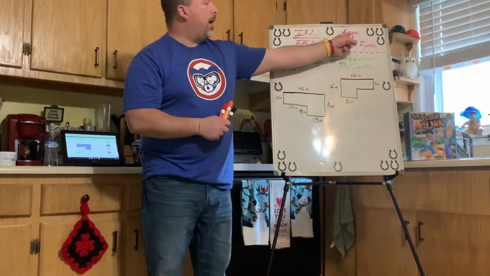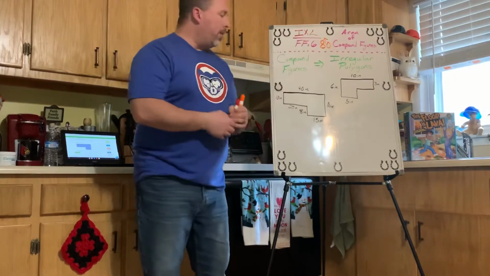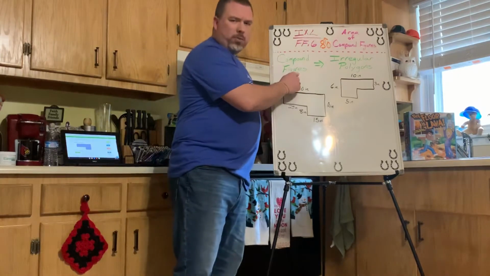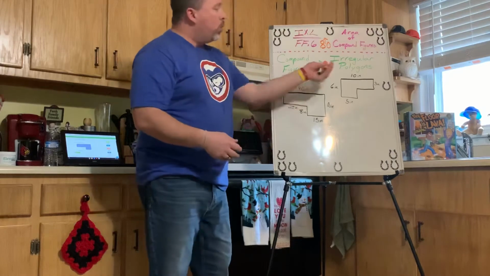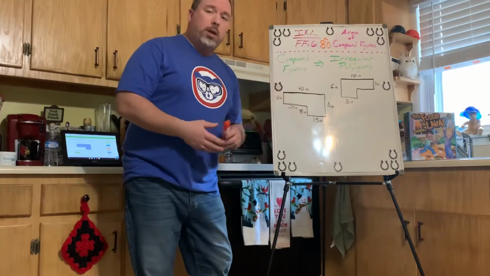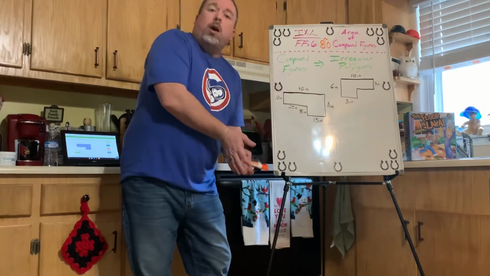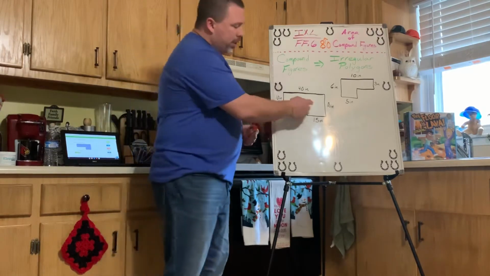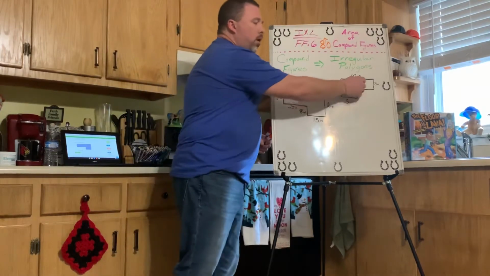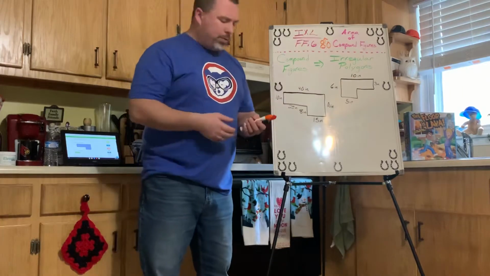Today we're going to talk about the area of compound figures. Now, IXL calls them compound figures. When we've actually talked about these in class, we call them irregular polygons. Irregular meaning not regular, polygons meaning shapes. So they're shapes that are not regular. You see the two here we have are the kind of L shapes, right?